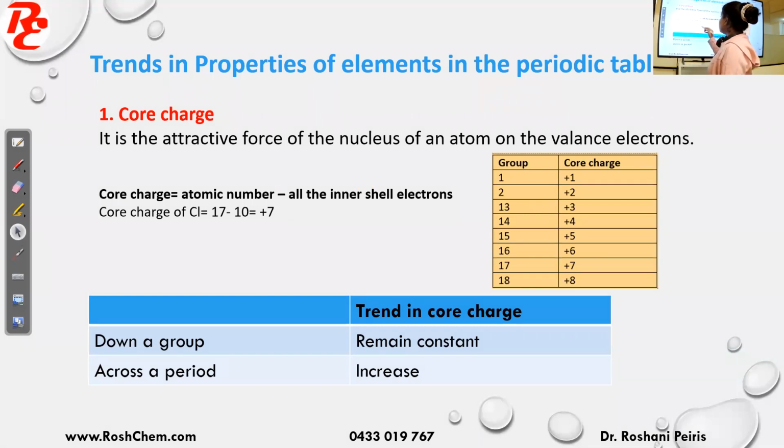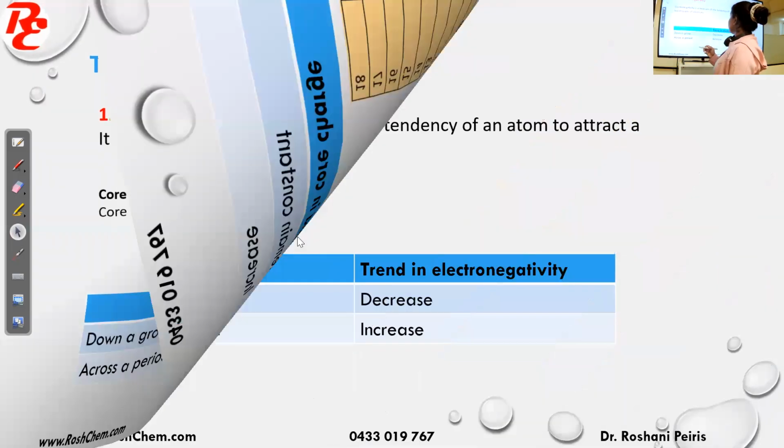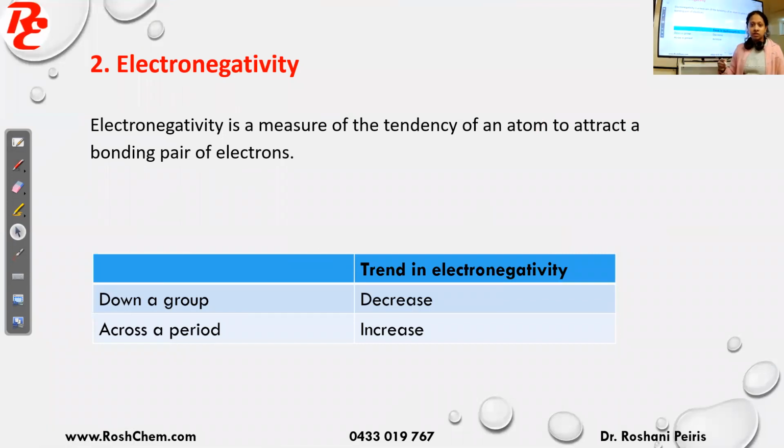Okay, we will look at the next property now. The next one is electronegativity. So what is electronegativity? Electronegativity is a measure of the tendency of an atom to attract the bonding pair of electrons. So when atoms make a bond, how easily the atoms attract the electrons. There are some atoms which can attract electrons more than the other ones. So then I say those atoms are more electronegative.